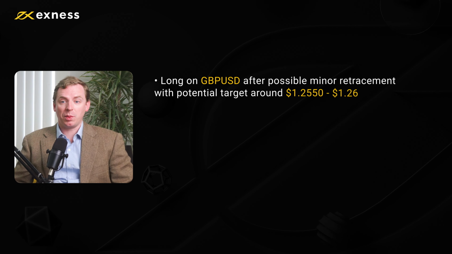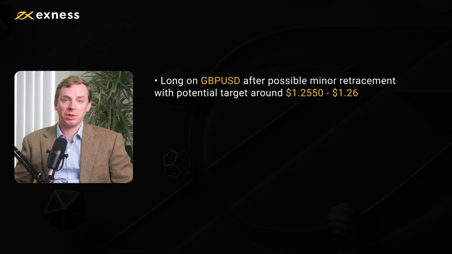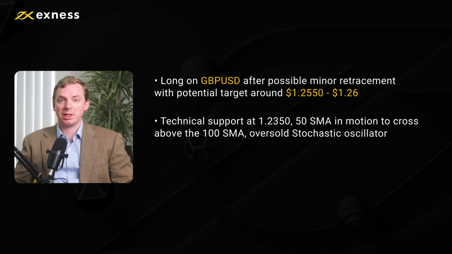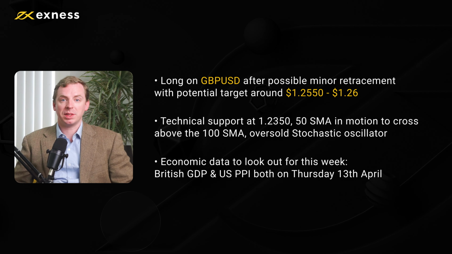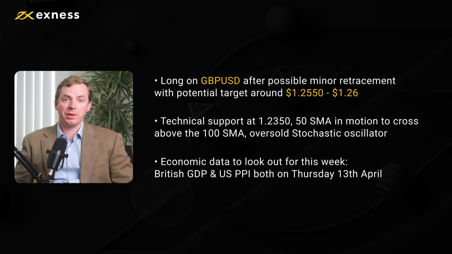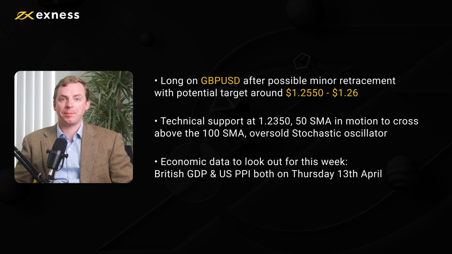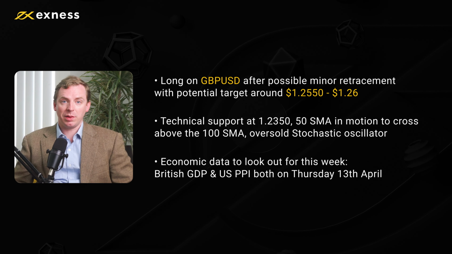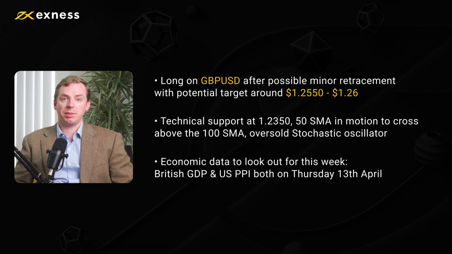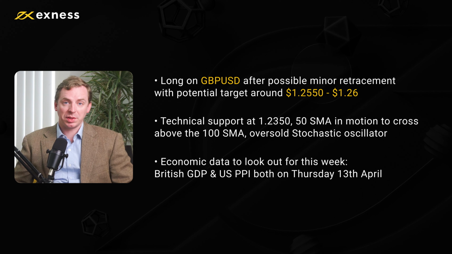So in summary, the idea is a potential buy for cable with a possible target around 1.255 to 1.26. The main factors driving that are a confluence of different technical indicators, with oversold from the stochastic and the movement of moving averages also an important factor. If traders were to take the position this week, they would need to be primarily looking at US PPI and British monthly GDP data for possible increases in volatility around those times.